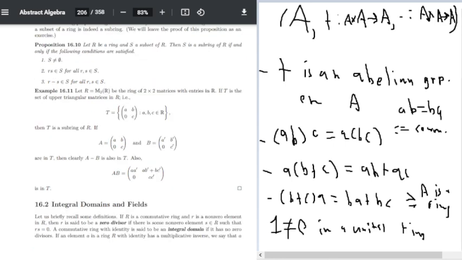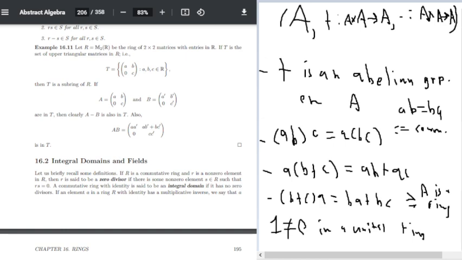Example 16.11. Let R equal M_2(R) be the ring of 2 by 2 matrices with entries in R. If T is the set of upper triangular matrices in R, i.e., the set of all matrices of the form [a b; 0 c] for a, b, and c in R, then T is a subring of R.